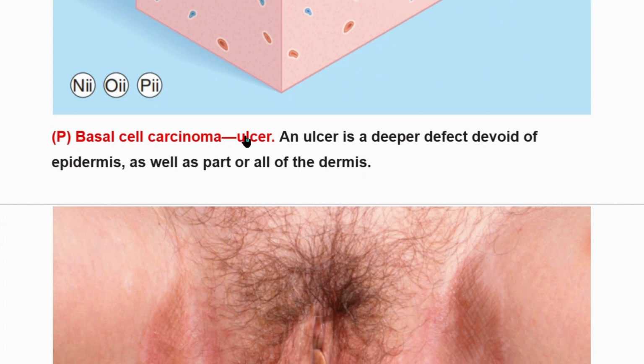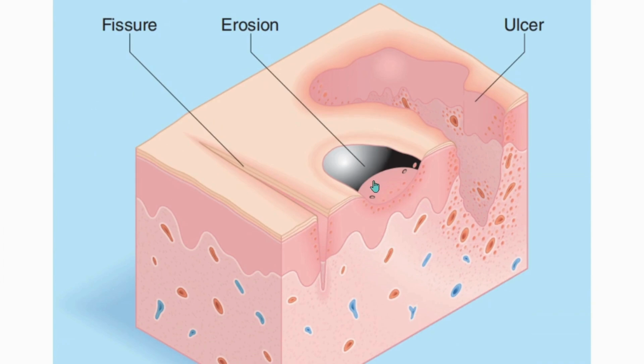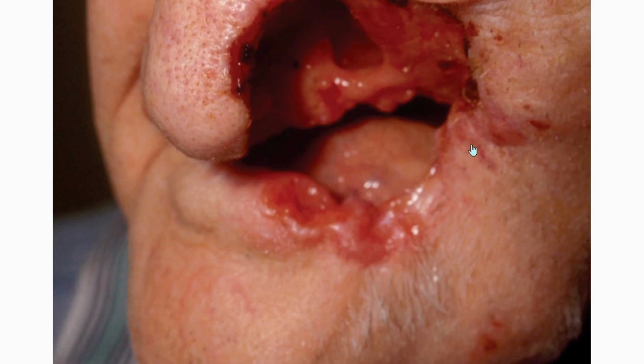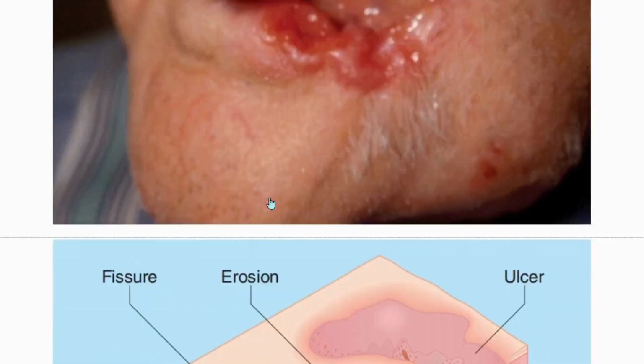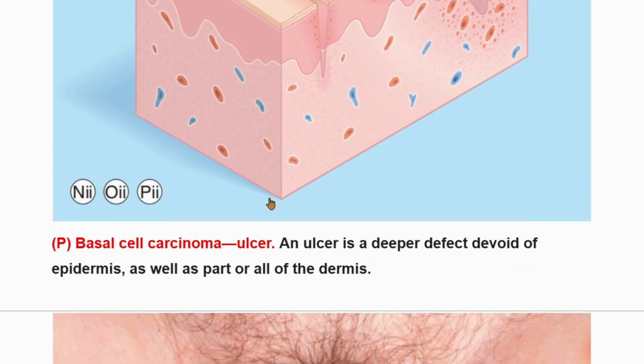In basal cell carcinoma, we usually have an ulcer. An ulcer is a deep defect devoid of epidermis as well as part or all of the dermis. As we can see here, we have ulcers in this patient with the diagnosis of BCC, or basal cell carcinoma.